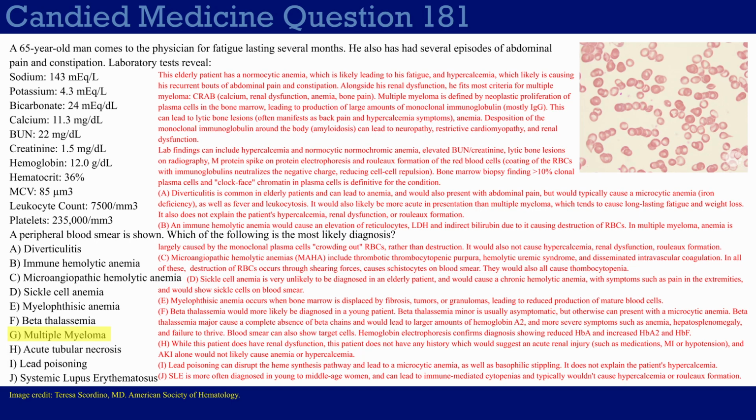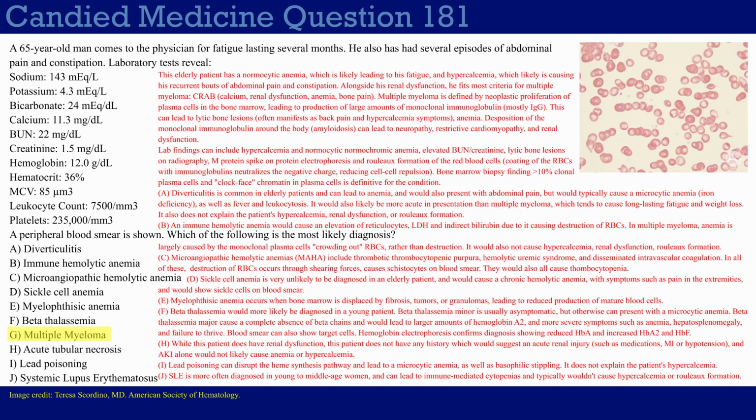Choice H, acute tubular necrosis. Of course, this patient does have renal dysfunction, but nothing this patient did should make you imagine an AKI. I mean, he's not really taking any medications that we know of. He doesn't have a history of like blood loss or MI or hypotension, which might have damaged his kidneys acutely. And AKI probably wouldn't cause anemia or hypercalcemia. A chronic kidney disease can cause an anemia over time because you have reduced erythropoietin, but AKI probably not.